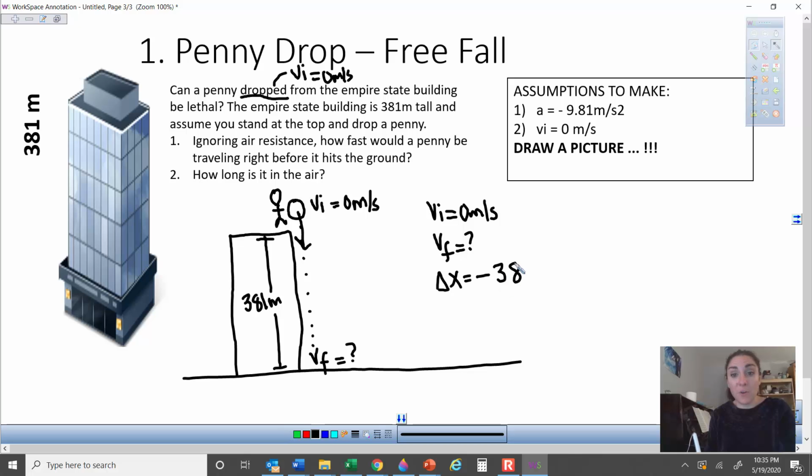The penny has fallen. We're not modeling the height of the building. We're modeling the motion of the penny. Very important. People forget this negative sign. It completely messes up your problem. And, like I said, we have that the acceleration, due to the fact that it's in free fall, is 9.81 meters per second squared. VI, VF, X, and A yields this equation nicely.